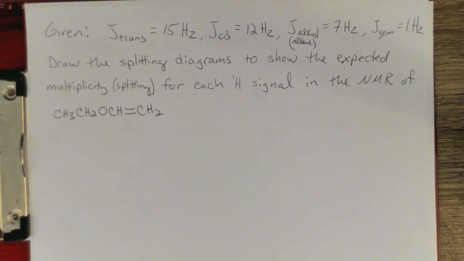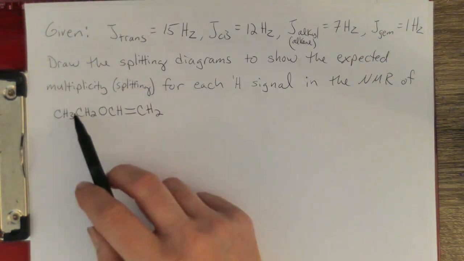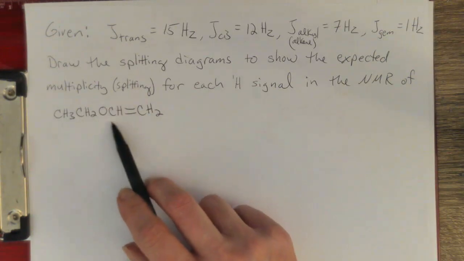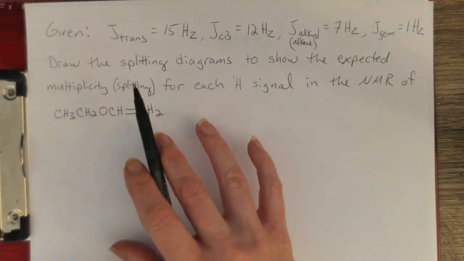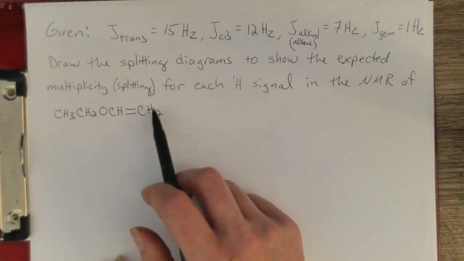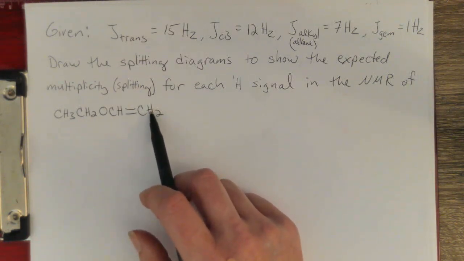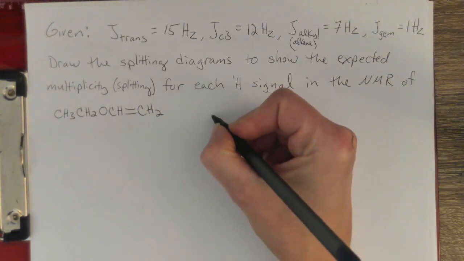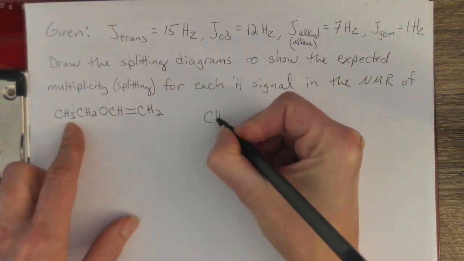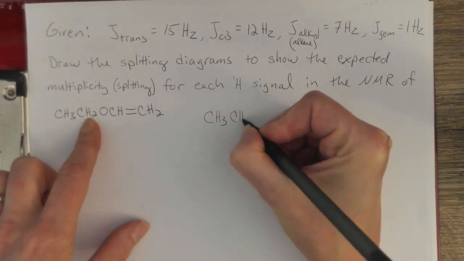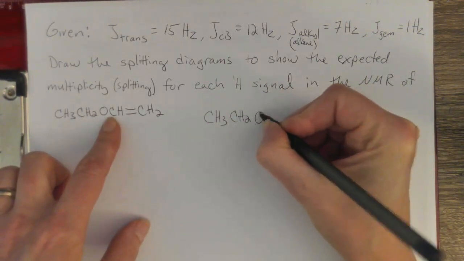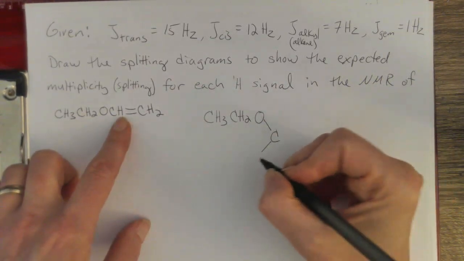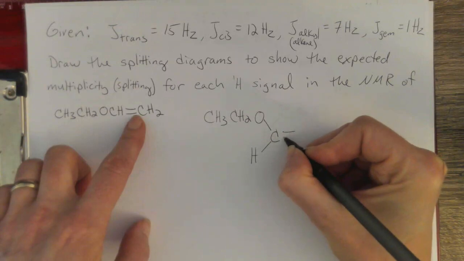You can pause the video now if you want to try it yourself. Okay, so the first thing that I like to do is label my proton environments. When I see the alkene, I get a little wary because it's not immediately obvious to me whether these two are in the same environment or in different environments. So I'm going to go ahead and redraw this. I have my CH3 attached to a CH2, attached to an oxygen that's attached to an sp2 hybridized carbon with an H over here.